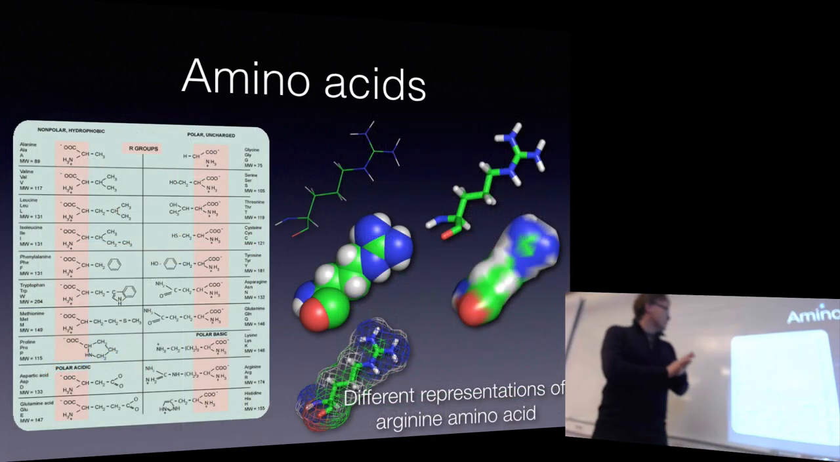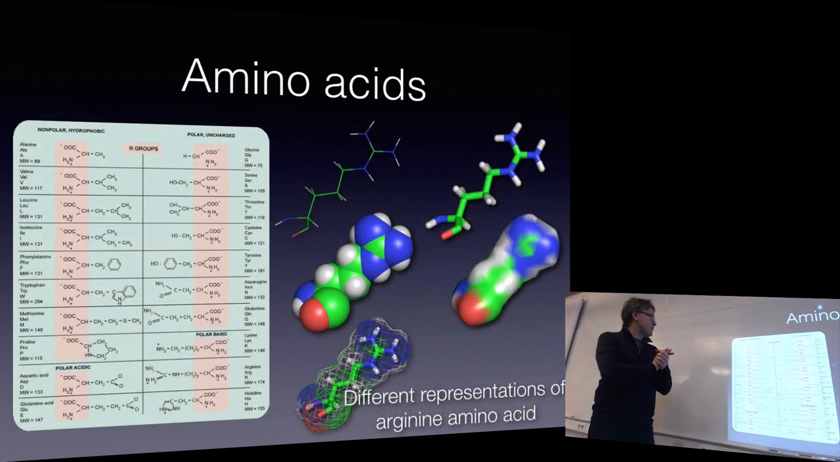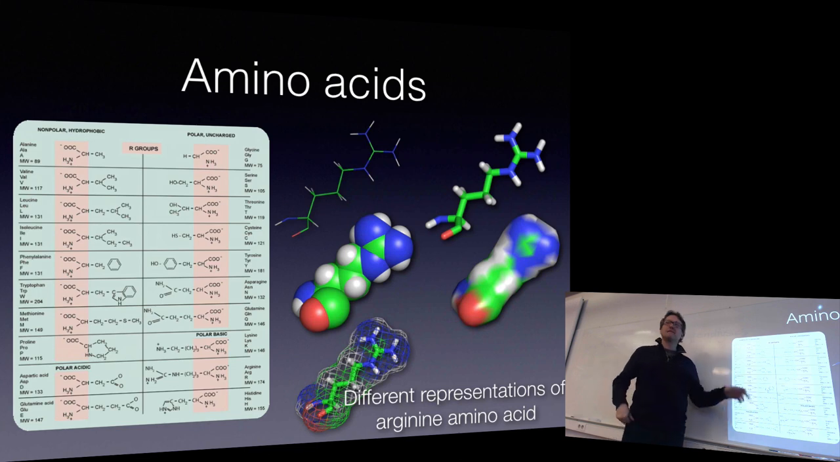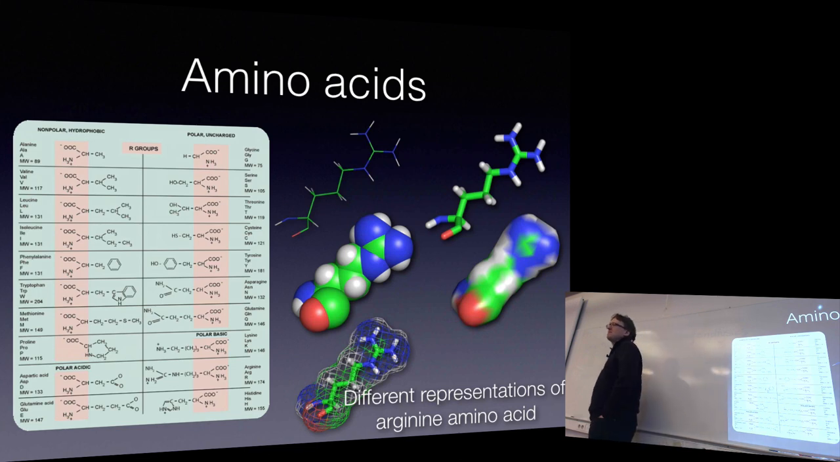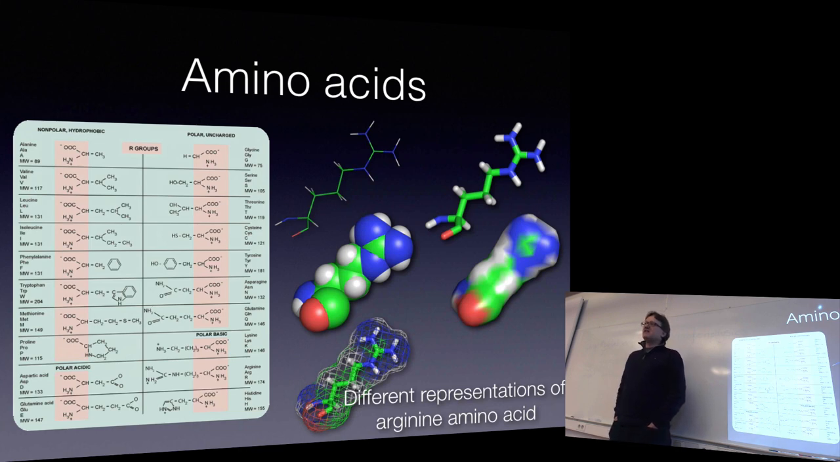You have hopefully also studied a bunch of these amino acids. You can represent these in a bunch of ways. How many of you know all these amino acids by heart? Good. Then we have something in common. I know them, but I would have to think hard about some. Of course, I know what a tryptophan looks like. I know what a phenylalanine looks like.